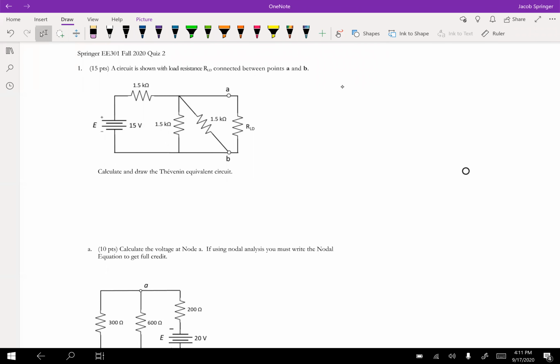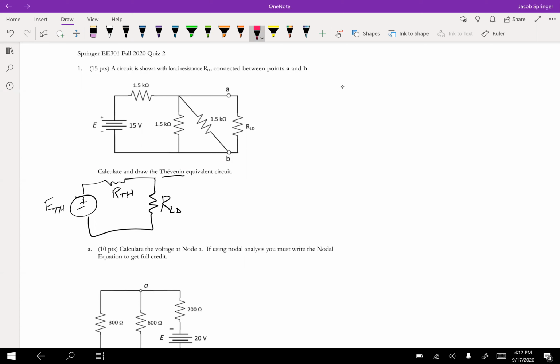Okay, so here we have quiz 2, and this first problem is a Thevenin problem. I can tell that because it says draw the Thevenin equivalent circuit. So if we recall, all Thevenin equivalent circuits look like one voltage source, one Thevenin resistor, and one load resistor: R load, R Thevenin, E Thevenin. Can also be called the V Thevenin, right?